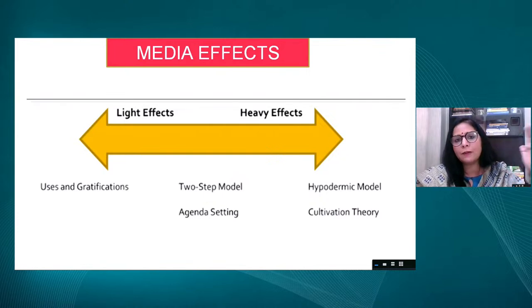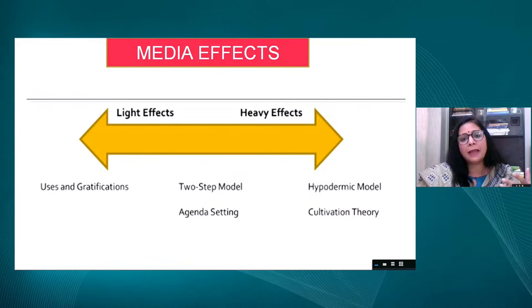I mean, it's not directly from media to the people, but there are some influencers or powerful people in between who also play an important role. Then you also have agenda setting, and when we talk about political communication, we talk a lot about agenda setting. What does it mean? It means that media plays a very important role in telling people what is important and what they should be thinking about.